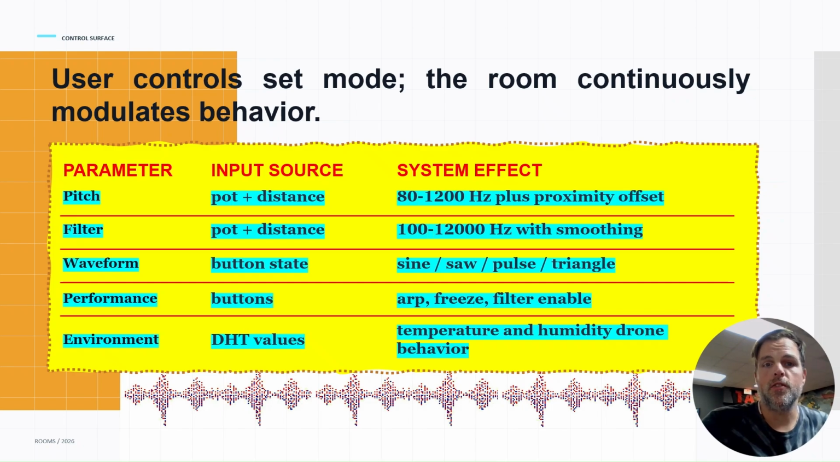For our control surface, system behavior is driven by both user input and environmental data. Pitch and filter are controlled by the potentiometer plus distance measurements. The user selects the waveform directly through the button state, and performance buttons handle arpeggiator, freeze, and filter enable. Temperature and humidity continuously influence drone behavior and synthesis parameters in the background.